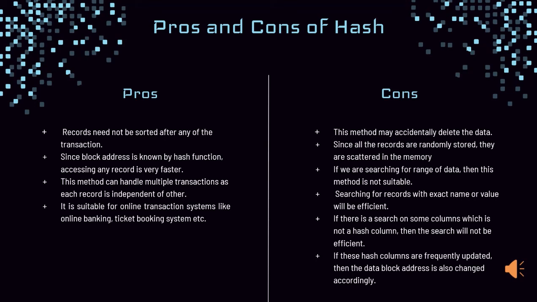Next, if there are multiple hash columns, say name and phone number of a person, used to generate the address, and if we are searching any record using phone or name alone, it will not give a correct result. And lastly, if these hash columns are frequently updated, then the data block address is also changed accordingly. Each update will generate a new address. This is also not acceptable.